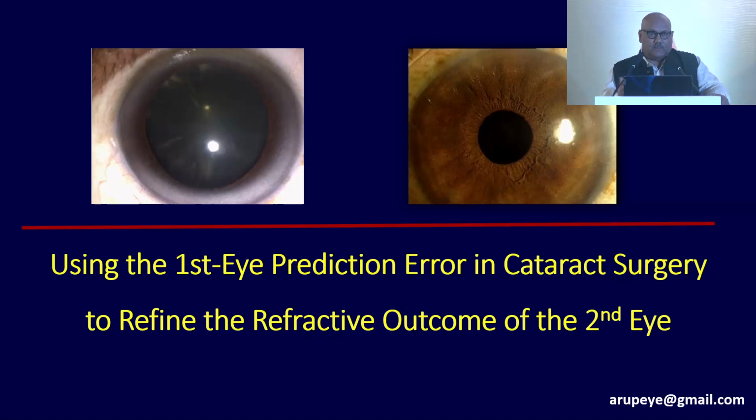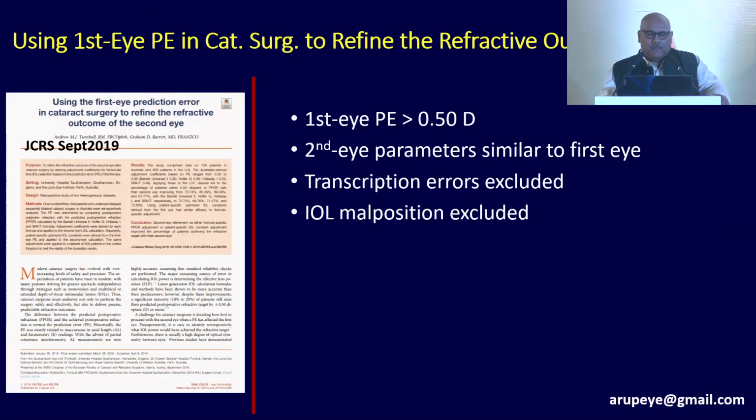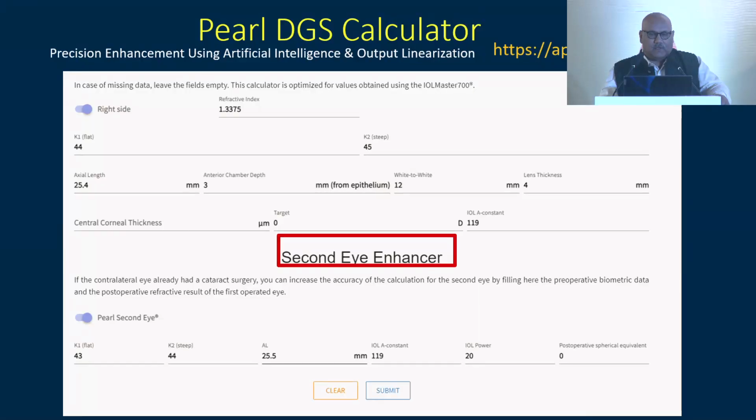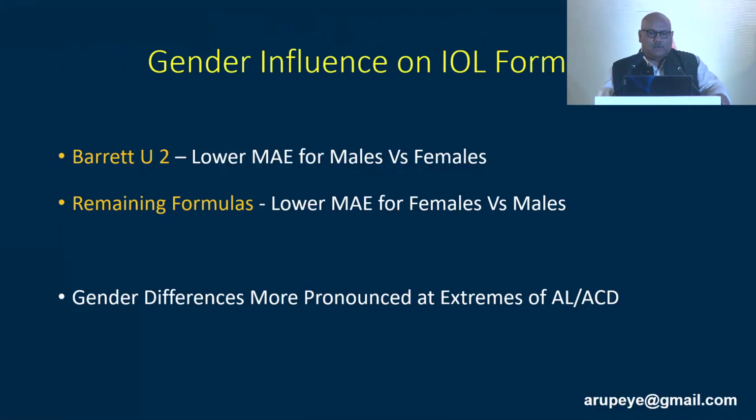Another strategy that I use is for better prediction for the second eye. First eye has been operated, second eye is being taken up. So if there is a residual refractive error in the first eye, I would wait for about a month or 2 to make sure that this is stable. Then I would tinker with the IOL calculation in the fellow eye, the second eye to be operated, and I would use about 30% of the refractive surprise that was seen, by changing the power of that eye. So as I mentioned earlier, second eye enhancer is available in the Pearl DGS calculator.